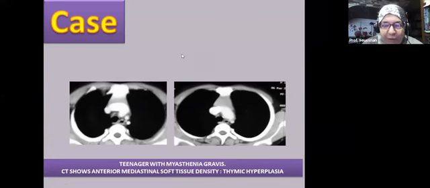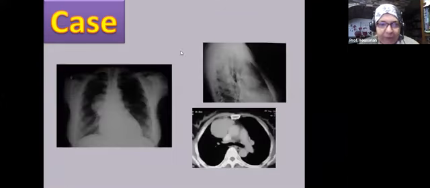What's wrong here is that we have a 19-year-old teenager with myasthenia gravis. This same normally looking thymus at this age will be considered thymic hyperplasia.